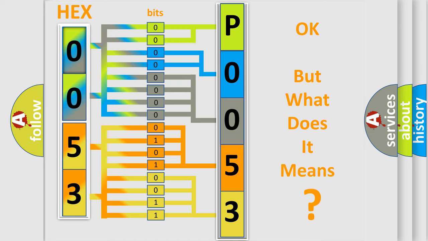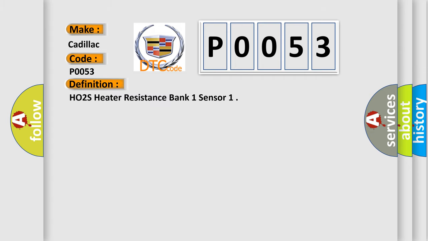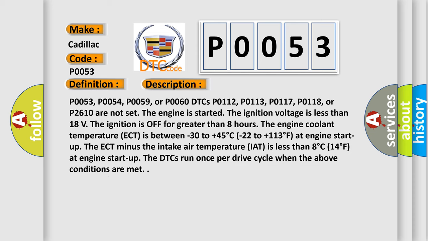The number itself does not make sense to us if we cannot assign information to what it actually expresses. So, what does the diagnostic trouble code P0053 specifically interpret for Cadillac vehicles? The basic definition is HO2S heater resistance bank 1 sensor 1. And now this is a short description of this DTC code.